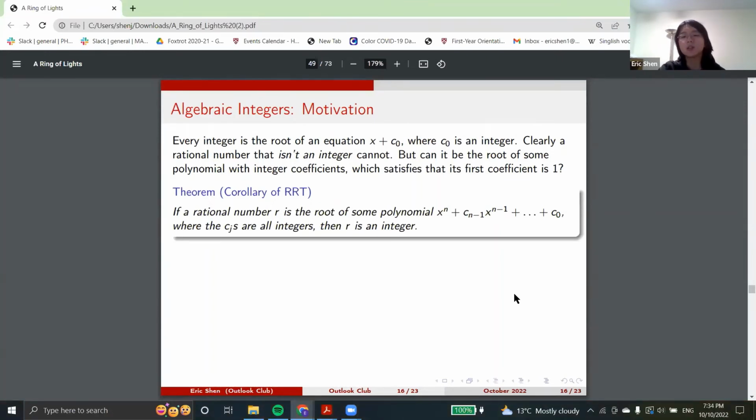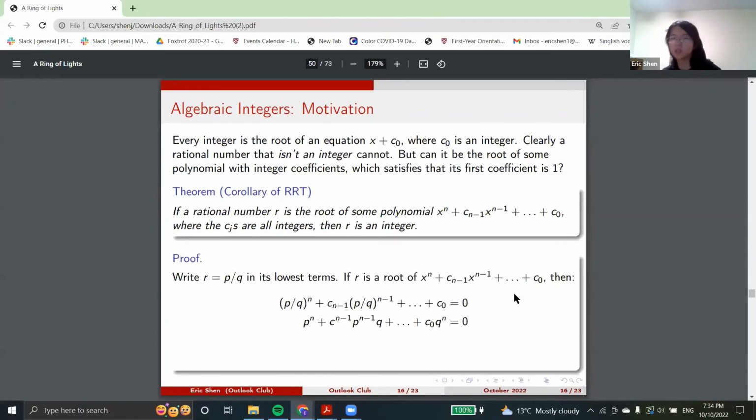You won't really need to know the proof today, but I'll just cover it for those of you who are curious. Basically, you write r in its lowest terms as p over q, and you plug it into this polynomial, since you know that when you plug it in, it's equal to 0. So you get this equation once you multiply by q to the n at the bottom. Okay, but let's think about this equation, right?